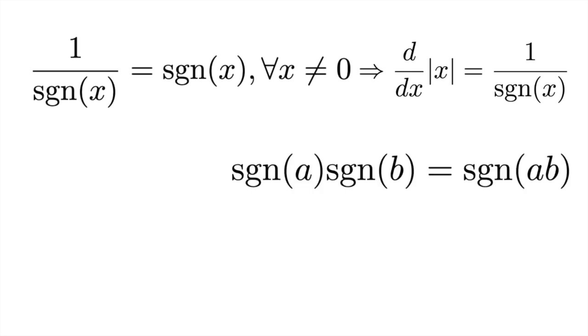The next property is that the product of signums is the signum of a product. No matter the sign of a or b, they'd combine and cancel the same way when multiplied inside or outside of the function.